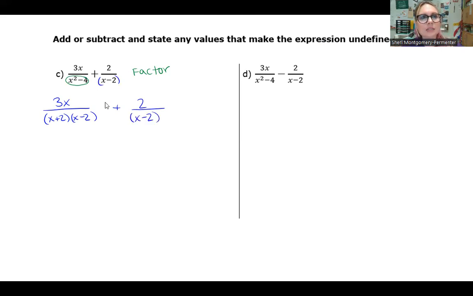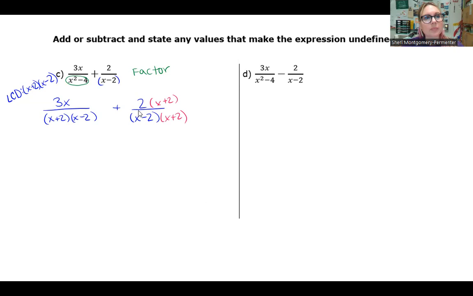So I look for my LCD, my lowest common denominator. Well, they both have an x minus 2, but this one also has an x plus 2. This is my lowest common denominator. It's x plus 2 and x minus 2. So my next step is to multiply any factors that are missing. So this one is missing the x plus 2 part, so I'm going to multiply by x plus 2 over x plus 2.